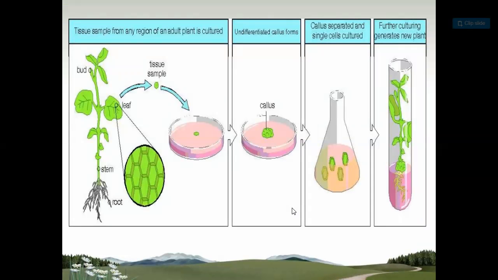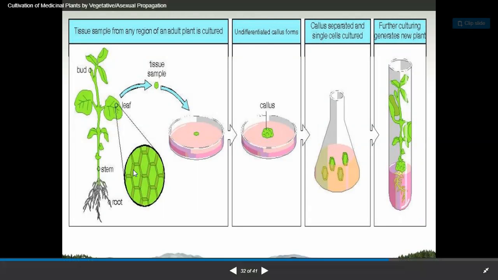Here you can see in the image, for better clarity, a tissue sample from any region of an adult plant is cultured. Here you can see how they are taking the leaf part. In the leaf, the different epithelial cells are visible. So this leaf cutting from one plant we take as a tissue sample, and in this petri dish there is a nutrient medium, and we keep this leaf part here and allow it to form an undifferentiated callus. So it will start growing here in the callus form.